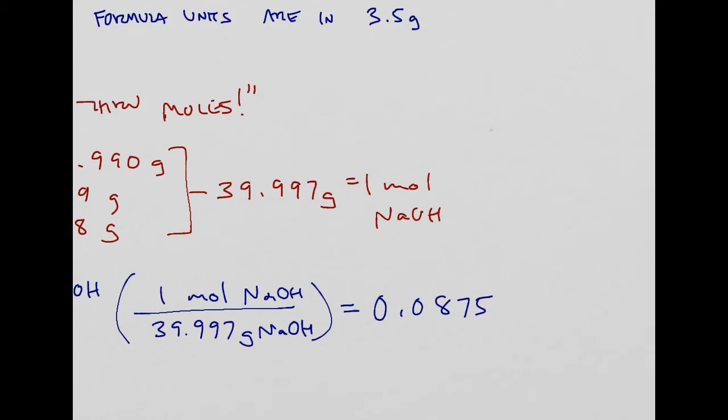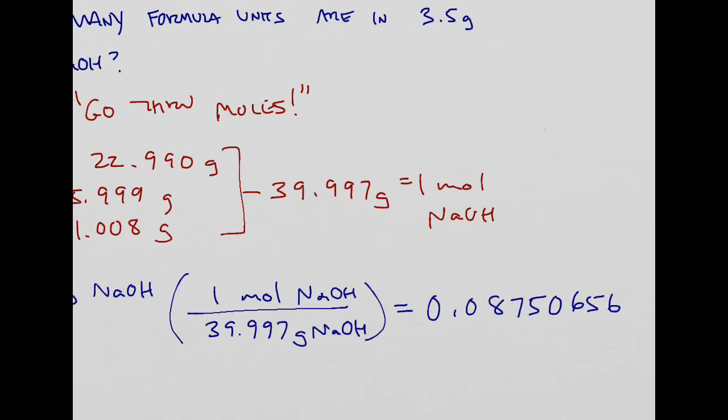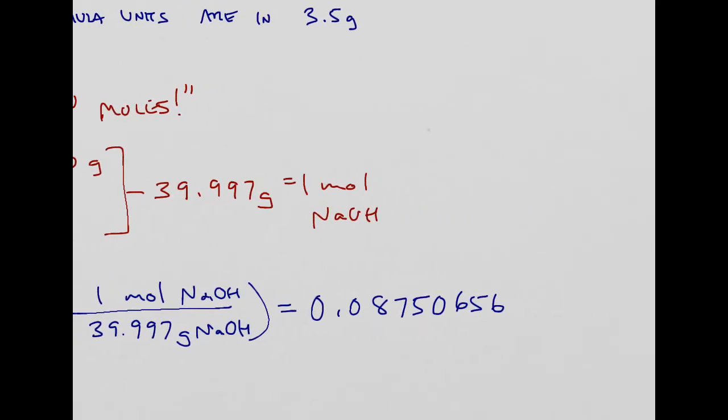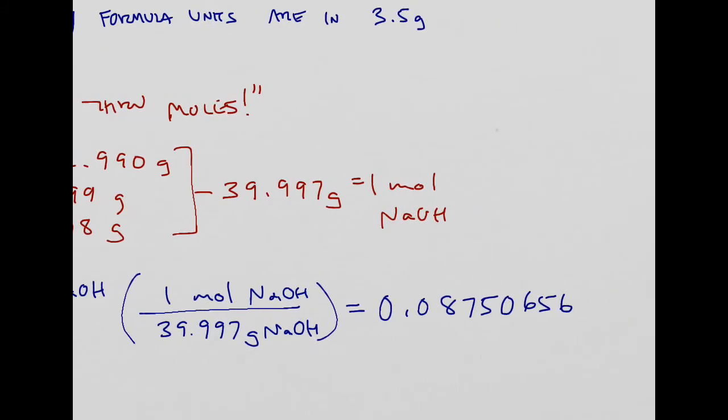And if I'm smart about this and it's in my calculator, I just leave that number in my calculator. My calculator shows that it has 0.0875056, and so on. So you want to keep that big number in your calculator.